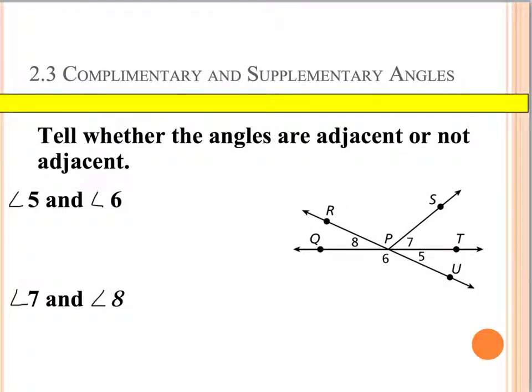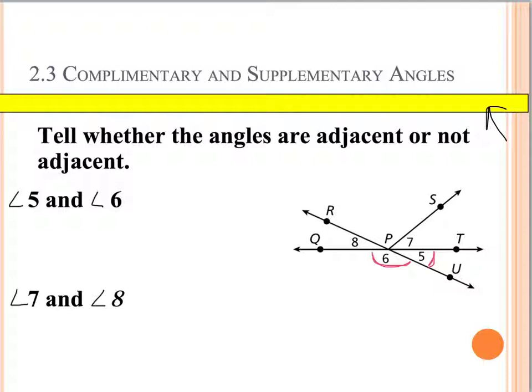Okay, tell whether the angles are adjacent or not adjacent. I want you to look back in your notes, look at the definition of adjacent, and try to see if these angles are adjacent. Alright, so looking at angle 5 and 6, here's 5 right here, here's 6 right here. And the question is, are they adjacent?